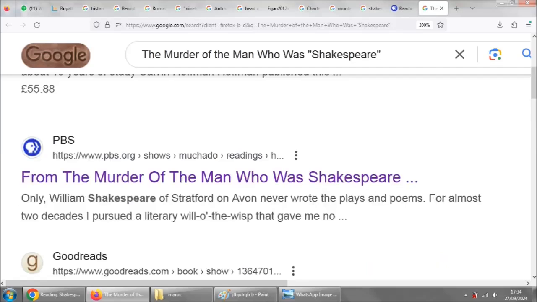You could read it. Only William Shakespeare of Stratford-on-Avon never wrote the plays and poems. Yes, many people are saying this because they found that it doesn't sound realistic. His story, life, everything doesn't make sense. But are there any original manuscripts of Shakespeare's plays? Are they in the museums?